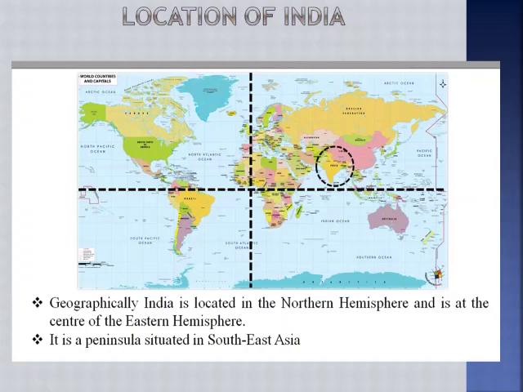Among the continents, India lies in the continent of Asia. It is a peninsula situated in Southeast Asia. India is known as a peninsula because it is surrounded by water on three sides and by land on one side. The Arabian Sea, the Bay of Bengal and the Indian Ocean surround India on the three sides, whereas the northern part of India is surrounded by land. This makes India a peninsula.